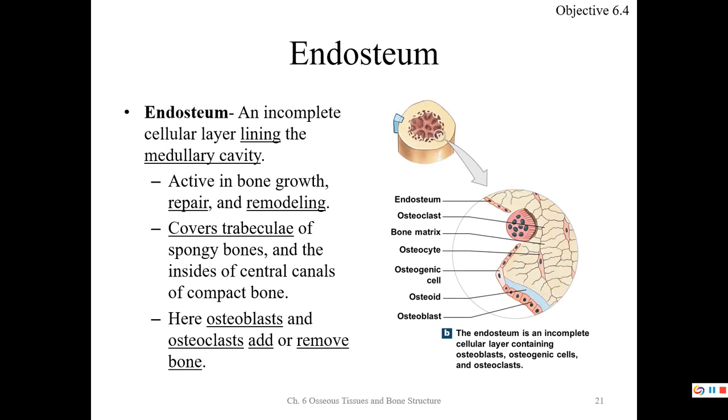And then lastly, I want to talk about the endosteum. The endosteum is what we call an incomplete cellular layer because there's gaps. It's in the lining of the medullary cavity, very important in bone repair, bone growth, and remodeling. It covers the trabeculae of the spongy bone, and it's inside the central canals of compact bone. Osteoblasts and osteoclasts work together to add and remove bone tissue here. It's what we call bone remodeling. So it rebuilds bone there a lot. Bone is heavily adjusted here.